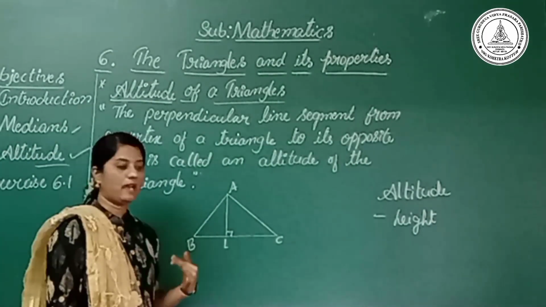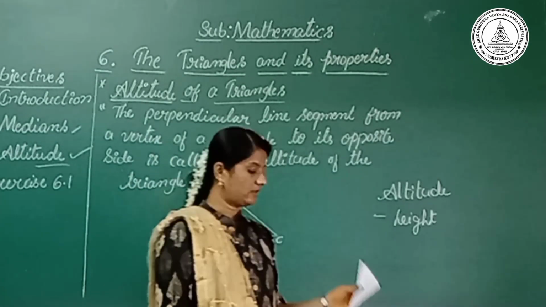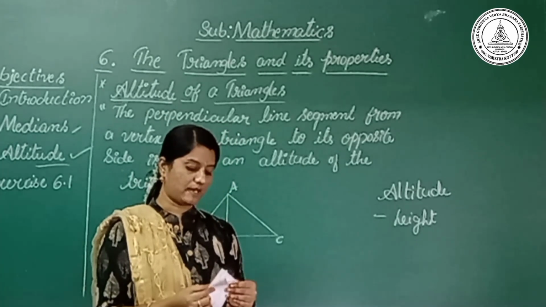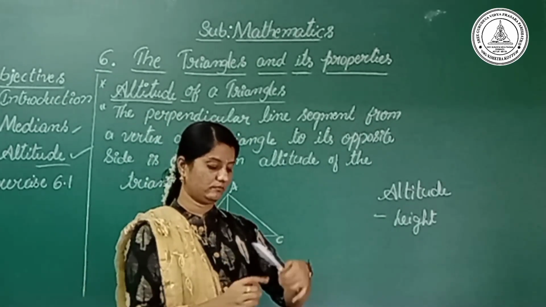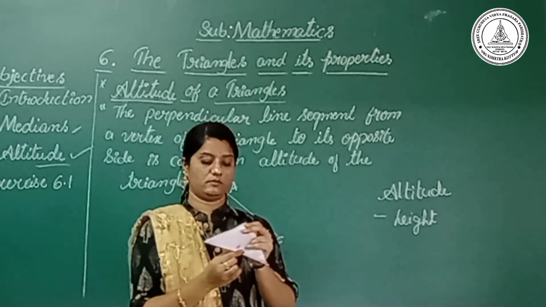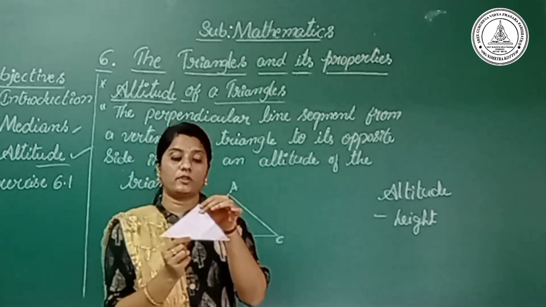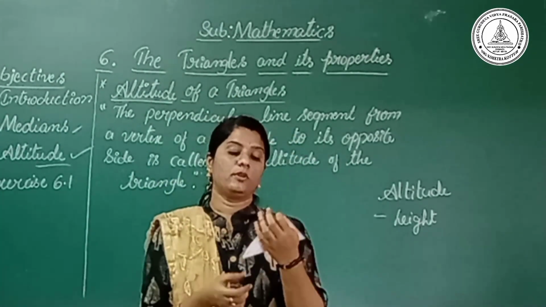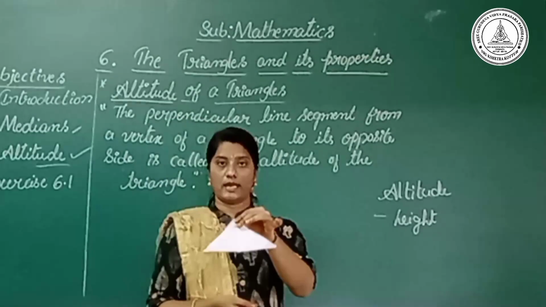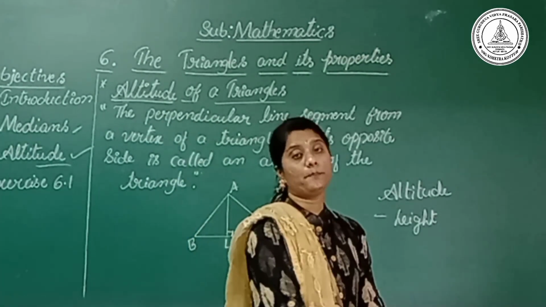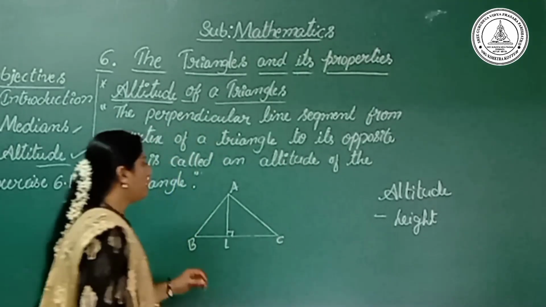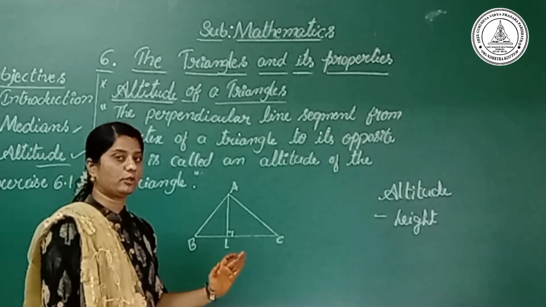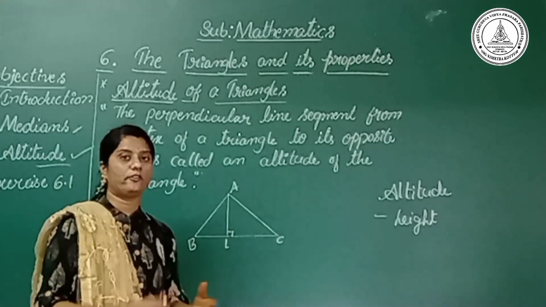For example, you may have a triangle here. Can you tell me what is the height of this triangle? To find the height of the triangle, we have to draw a perpendicular line from the vertex of the triangle to its opposite side, then we will get the height of the triangle.